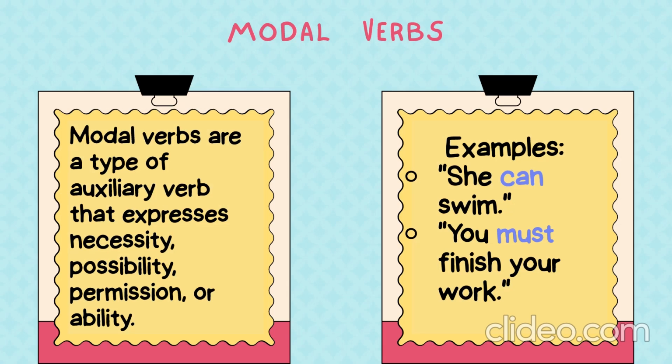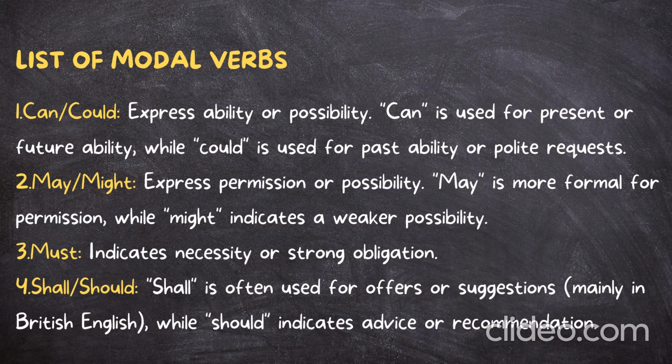Modal verbs. Modal verbs are a type of auxiliary verb that expresses necessity, possibility, permission, or ability. Examples: She can swim. You must finish your work. Here are some examples of modal verbs. Can and could express ability or possibility. Can is used for present or future ability, while could is used for past ability or polite requests.